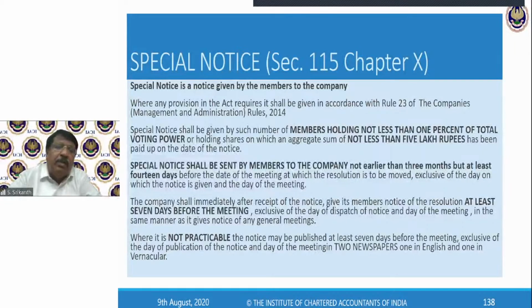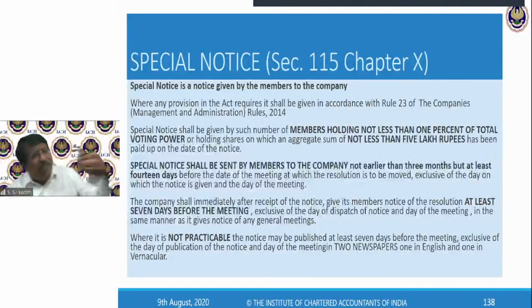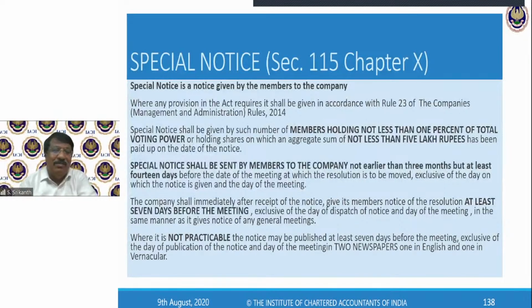the notice may be published at least 7 days before the meeting. Okay, you can publish it. Just like in the case of appointment of a person other than the retiring director, you can publish. But there, you don't have to justify. Company can simply publish and go. Whereas here, you have to show that it is not practicable to circulate to the members. Only then you can give an advertisement in the newspaper.